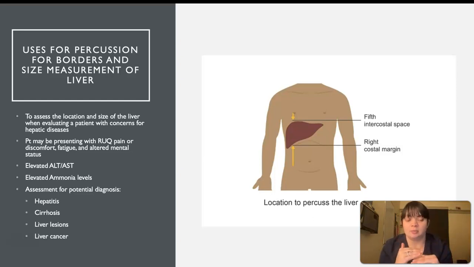tympanic to a dull sound. Likely it'll start tympanic and then we'll go dull. And when we find this change, we want to note that and document to determine if there is liver enlargement.